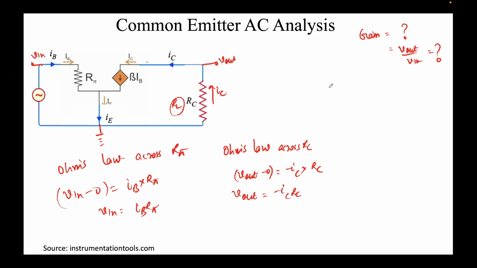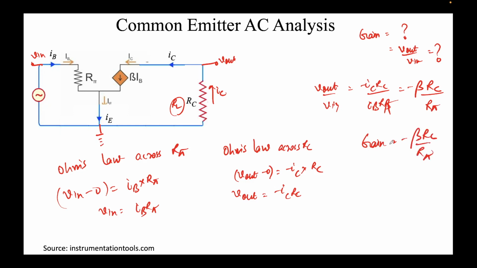Now the gain, V out by V in. V out is minus IC RC, and V in is IB R pi. And I know this is a BJT operating in the active region, so IC would be beta IB. So I can write it as minus beta RC upon R pi. So I get gain equal to minus beta RC upon R pi.